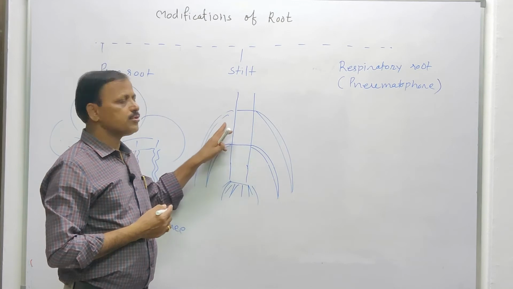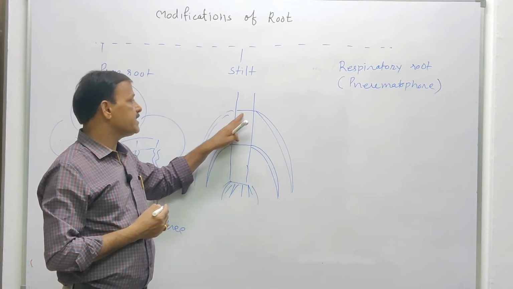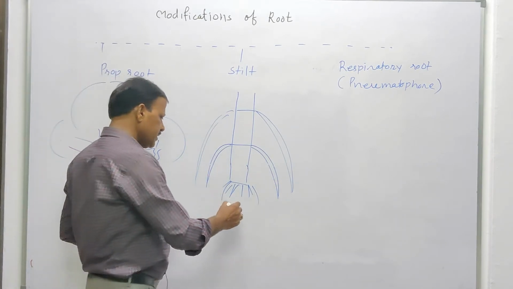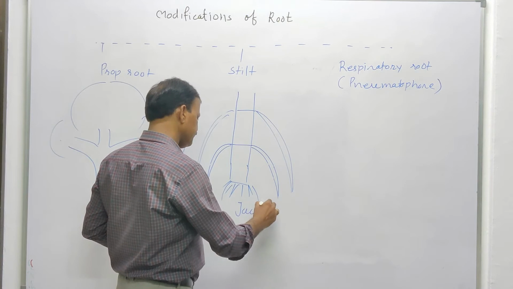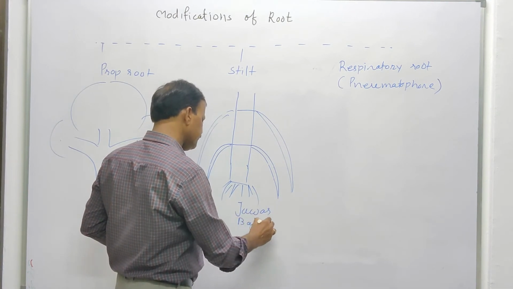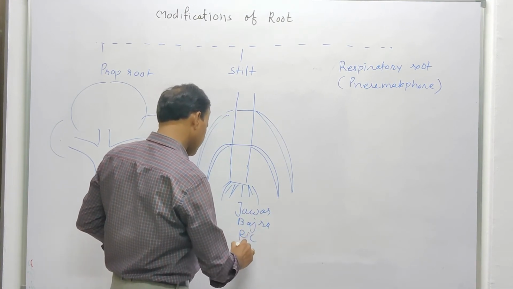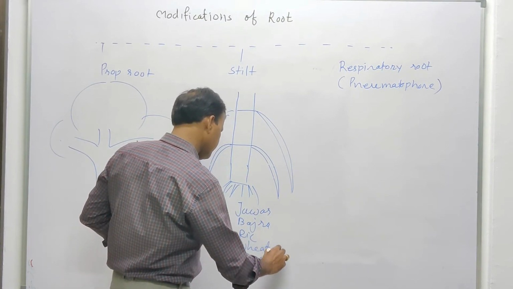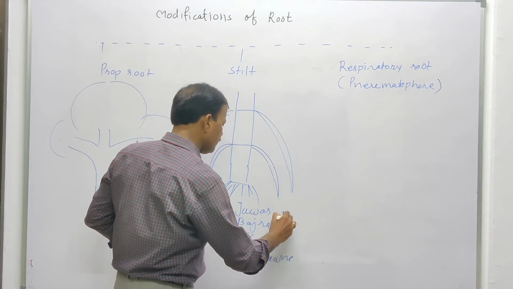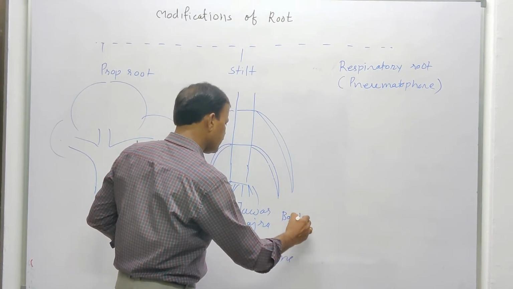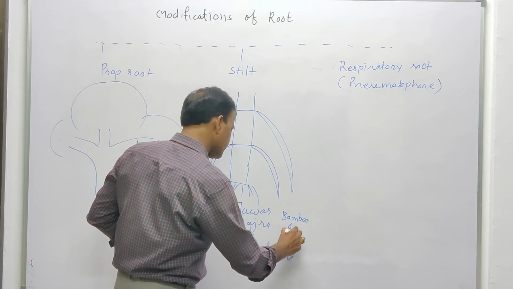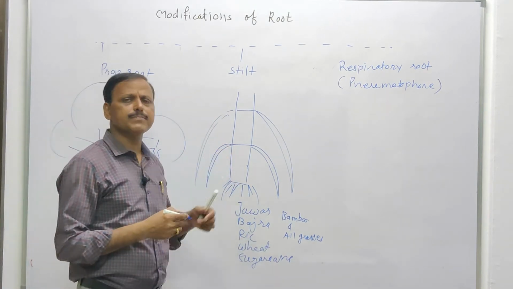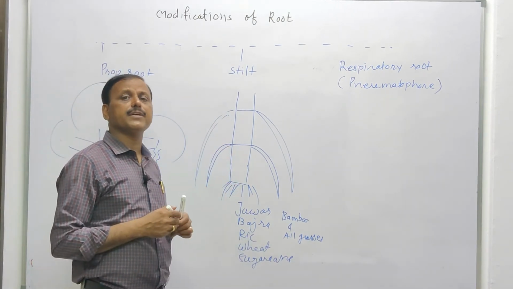Therefore, these roots, in addition to the fibrous root, arise from the lower nodes of the stem to give extra support. Where are they found? They are found in jowar, bajra, rice, wheat, sugarcane, bamboo, and all other grasses. It is a characteristic feature of Poaceae, Gramineae, the grass family.